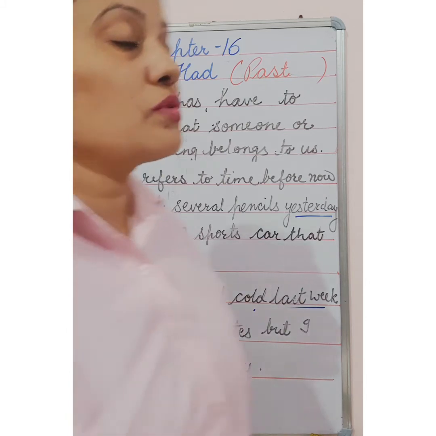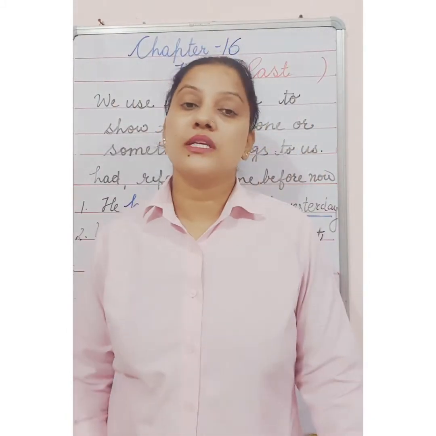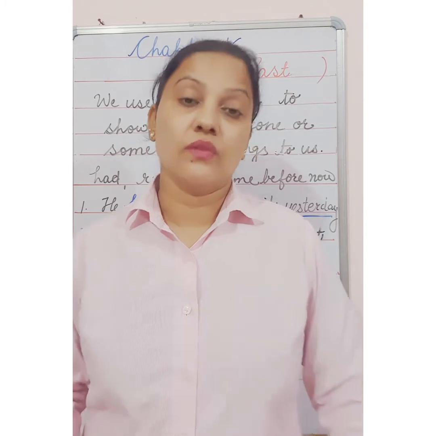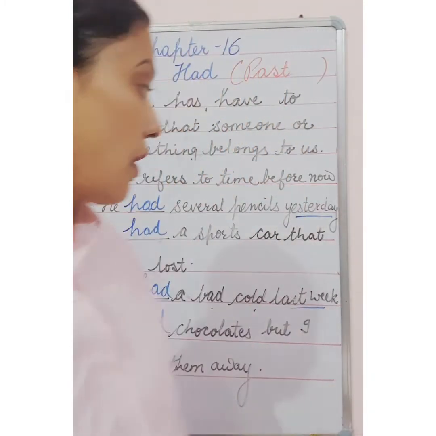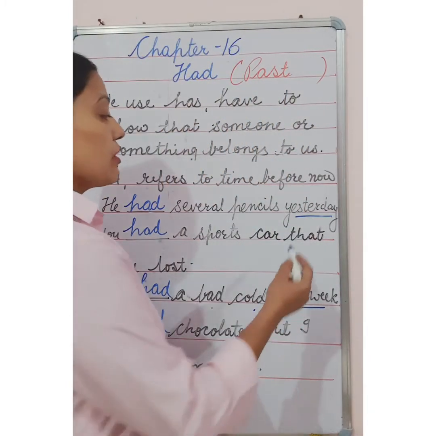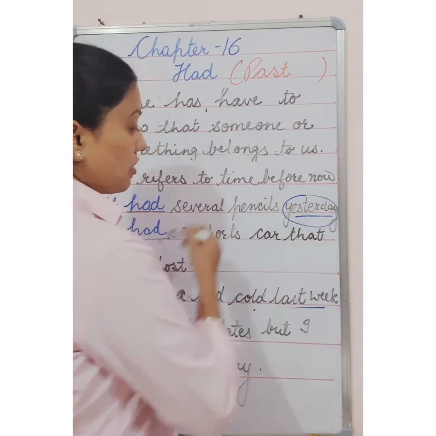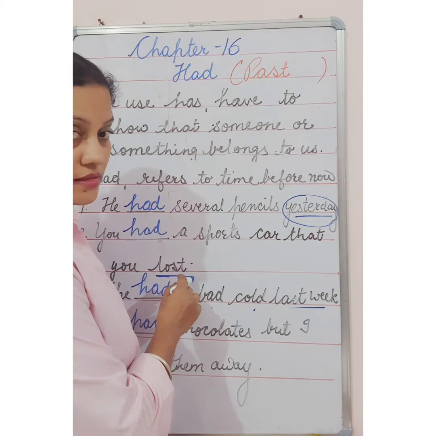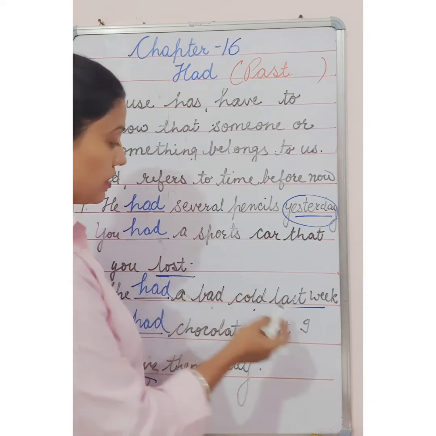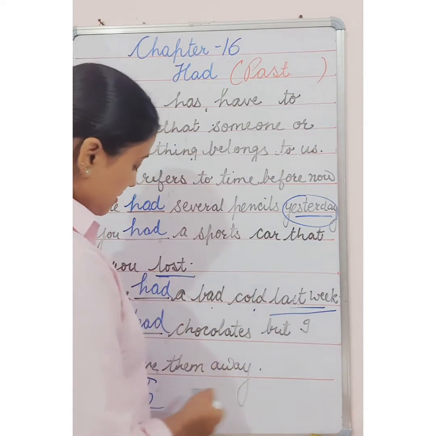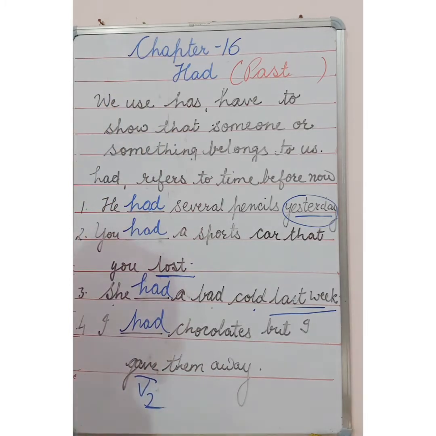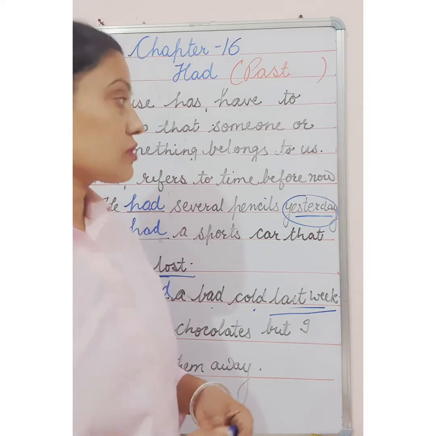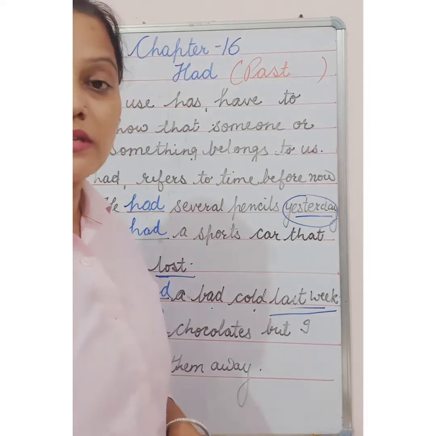So had we use with I, we, you, he, she, it, they, with all nouns, singular nouns and pronouns. But when we are talking about the past tense, time before now, like last week, where the second form is given, it means that is also past form. Okay, so I hope the chapter is clear.